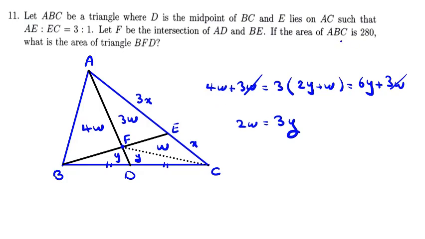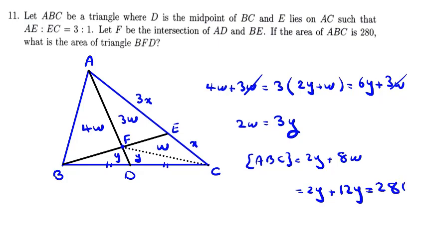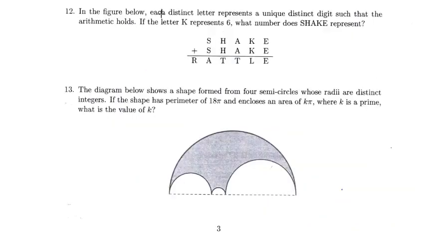Now the area of ABC is what? It is 280. The area of ABC is 2y plus 4w plus 8w. We want to find y, so we can write w in terms of y. 2w is 3y, so we multiply both sides by 4, so 12w equals 6y. So 14y equals 280. If we divide both sides by 14, then y equals 20. So the area of BDF, which is y, equals 20.